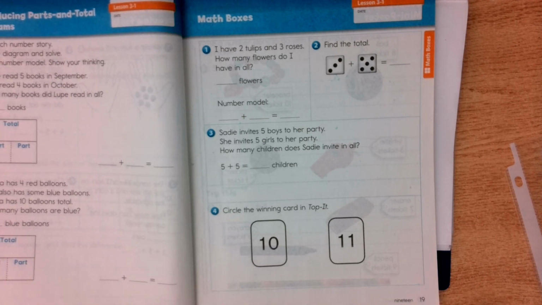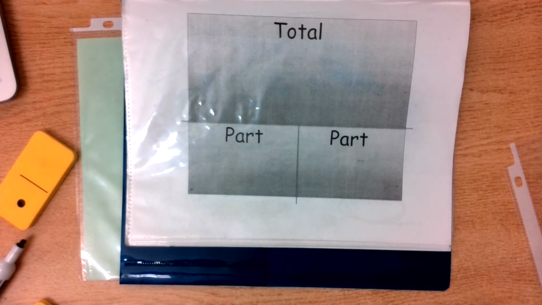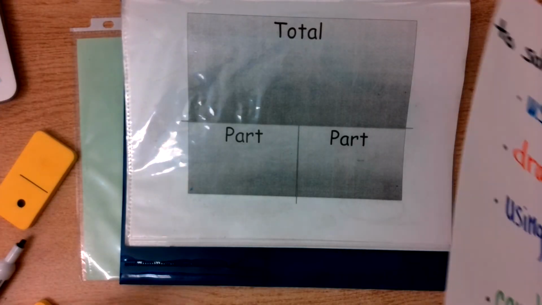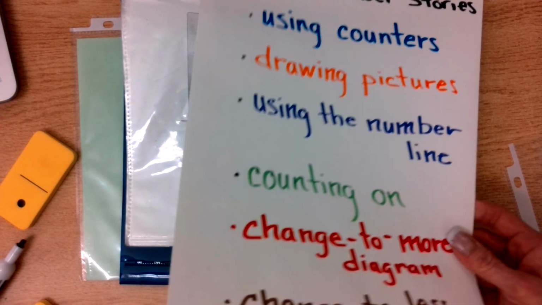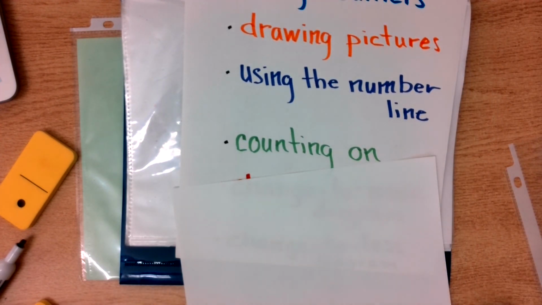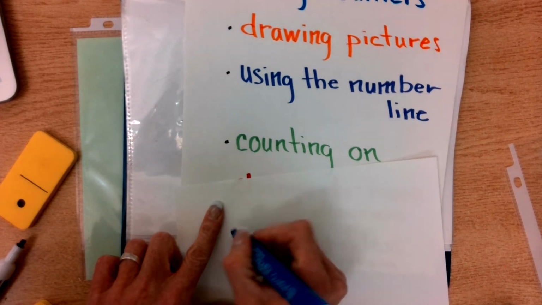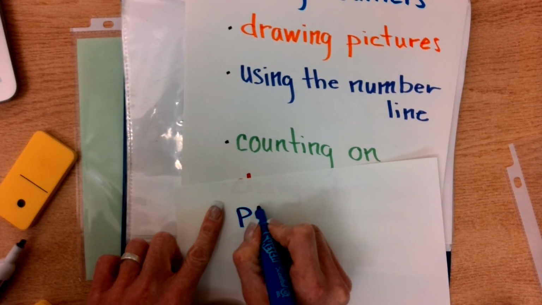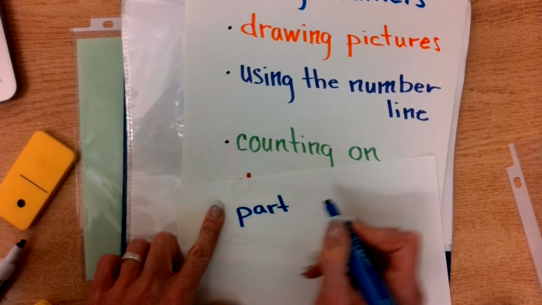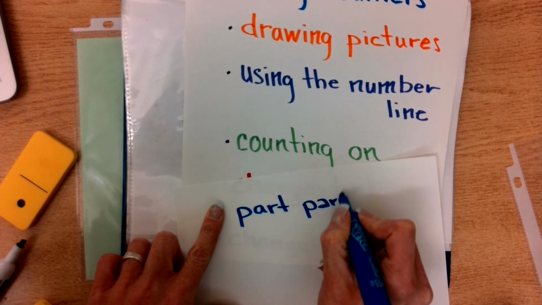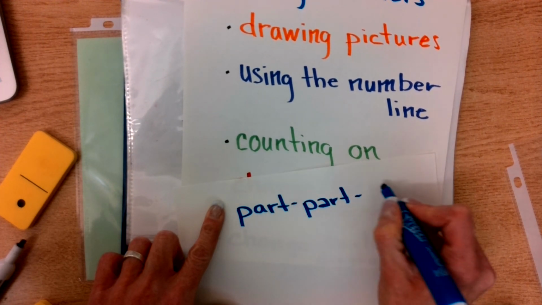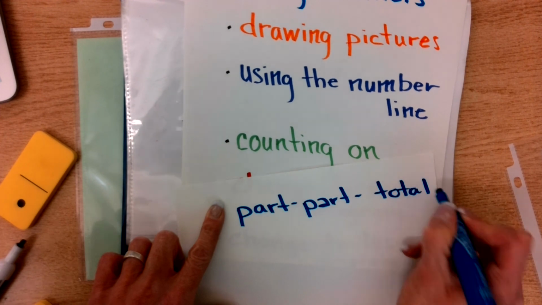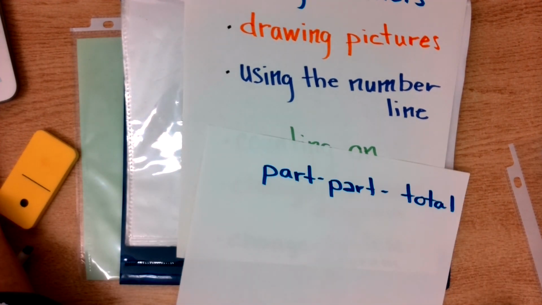Okay, my friends, post 18 and 19 to Seesaw. I'm going to add parts total to our chart. So let me do that real quick while you're still here. Part, total. Right, that is another strategy we can use.